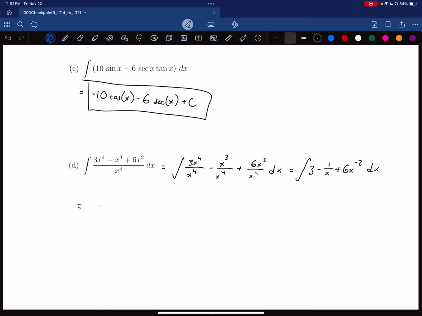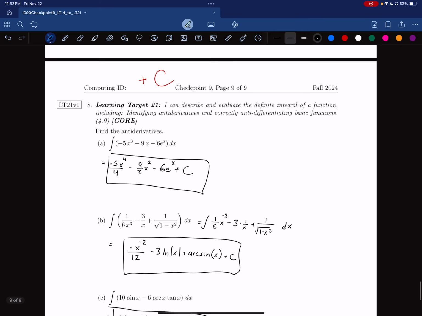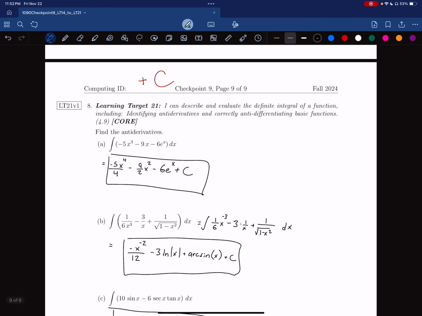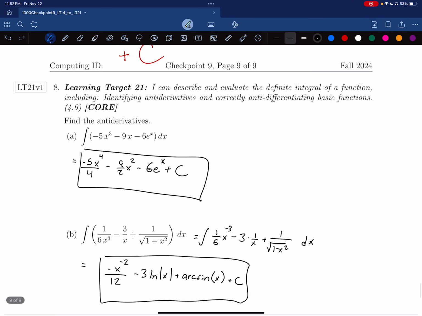Integral, or antiderivative, of 3 is just 3x. We talked about the negative 1 over x earlier. That will be a minus ln of x. And power rule for this third term, add 1 to the exponent. That leaves us with an exponent of negative 1. We need to divide by negative 1, so we just get negative 6x to the negative 1 plus c. Okay, not to be a dead horse, but remember, plus c for indefinite integrals, absolutely crucial.